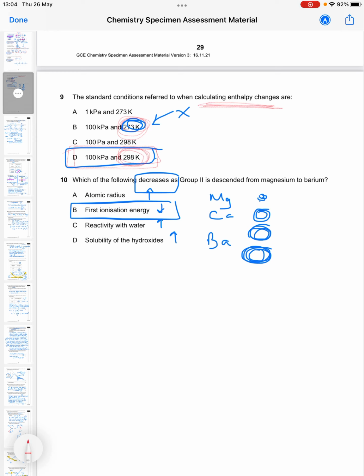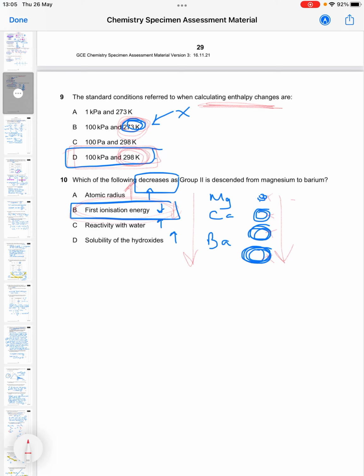So which of the following decreases as group 2 is descended from magnesium to barium? So that's going down the group. So atomic radius actually goes up, or sorry, goes down, as atomic radius goes up as you go down the group, so the first ionization energy, as the outer electron gets further away from the nucleus, will decrease, need less energy to remove it. The reactivity in water increases down the group, and the solubility of the hydroxides also increases. So the answer there is B, first ionization energy.